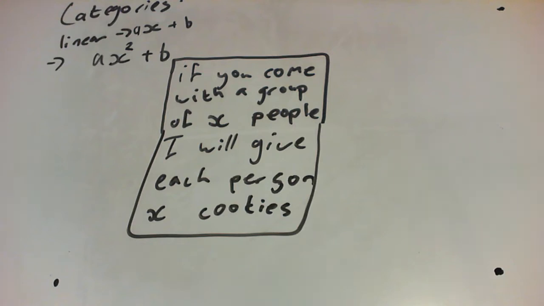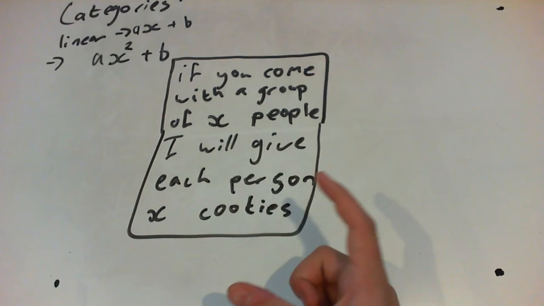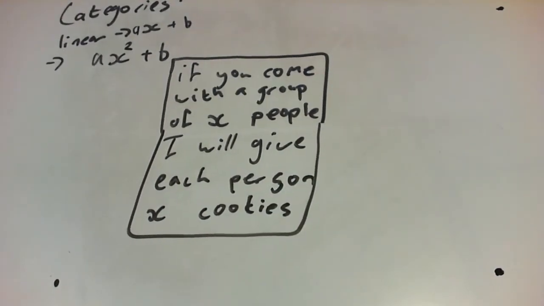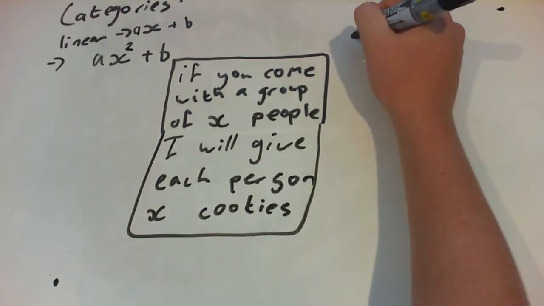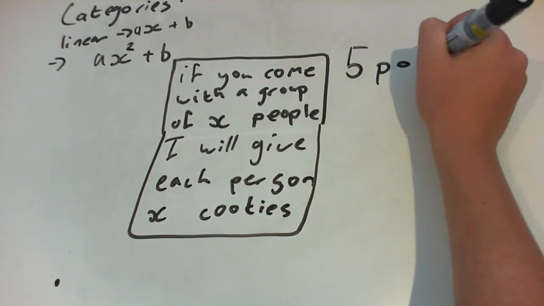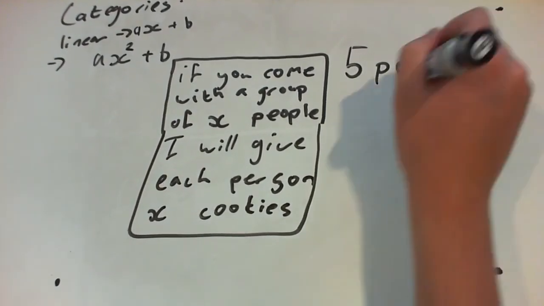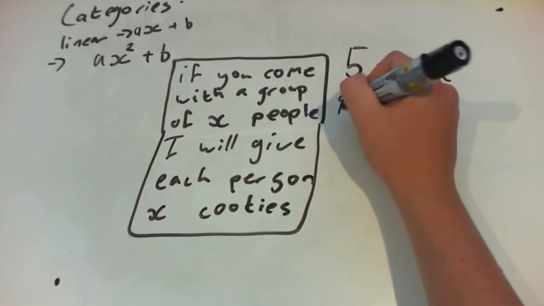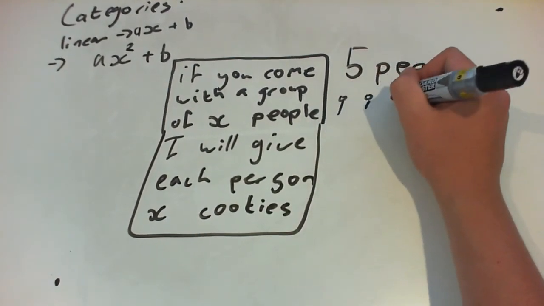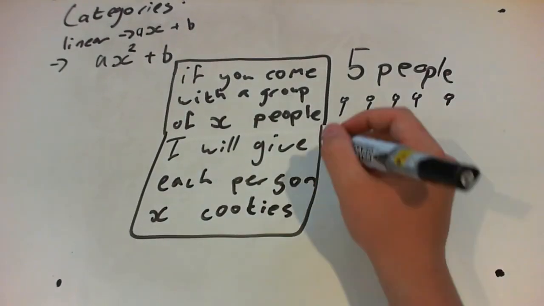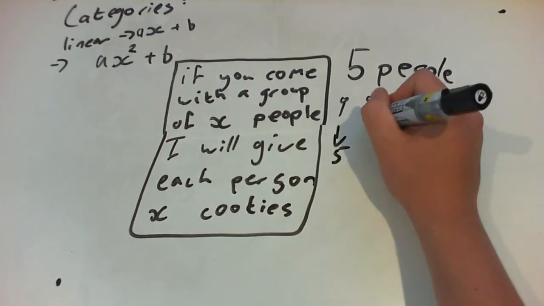Either you understand the deal or you don't understand my handwriting, but that doesn't matter. So this is the deal you offer them. But what does this deal mean? It means that if you come in with a group of 5 people, each person, let's just draw them as a little stick man, all 5 of them, gets 5 cookies each.